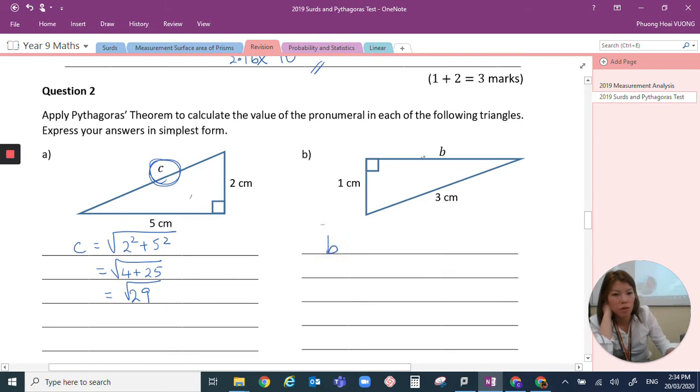This time we're looking for a shorter side, not the hypotenuse. So we have b is equal to the square root of the hypotenuse squared minus the other short side squared. So we have the square root of 9 minus 1, which is the square root of 8. Now 8 is 4 times 2, so we can take it apart, and we have 2 square root of 2.